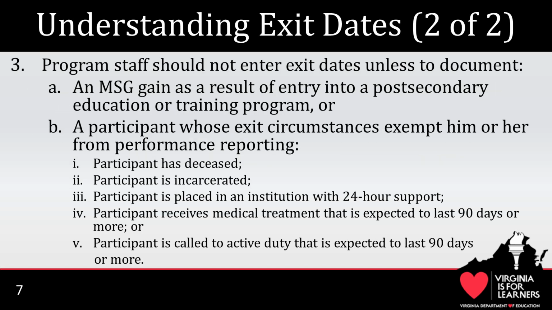There are two cases when programs should enter an exit date and a justification for the exit date. One case is when a participant exits an adult education program and enrolls in a post-secondary education or training program, which is an MSG. If programs had to wait 90 days for the system to recognize an exit date before entering a post-secondary enrollment date, programs will be excluded from demonstrating a post-secondary enrollment gain if the exit occurred after April 1st. Therefore, the system will accept an exit date manually entered by a program in connection with a post-secondary enrollment MSG.